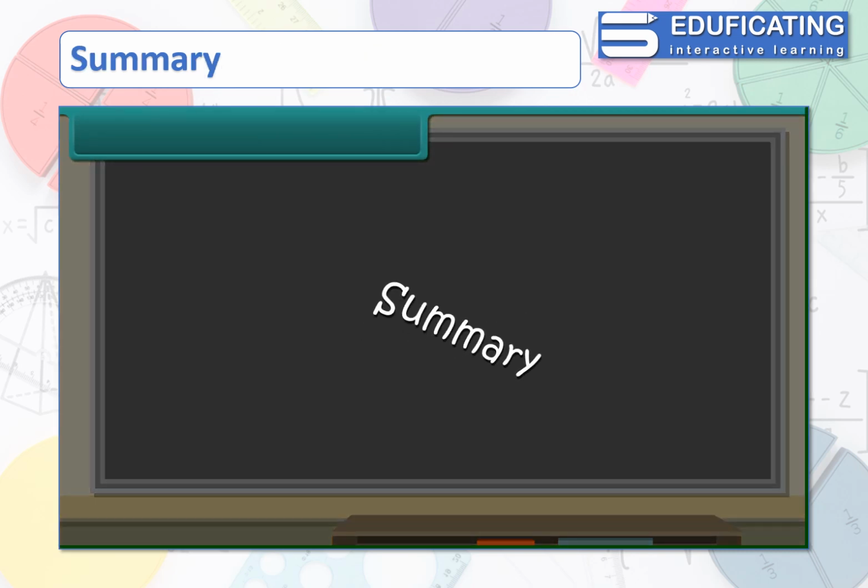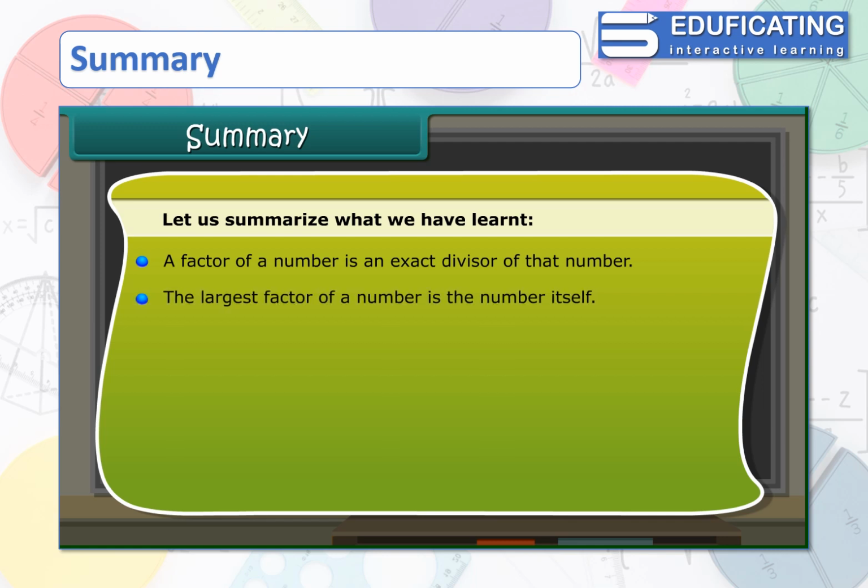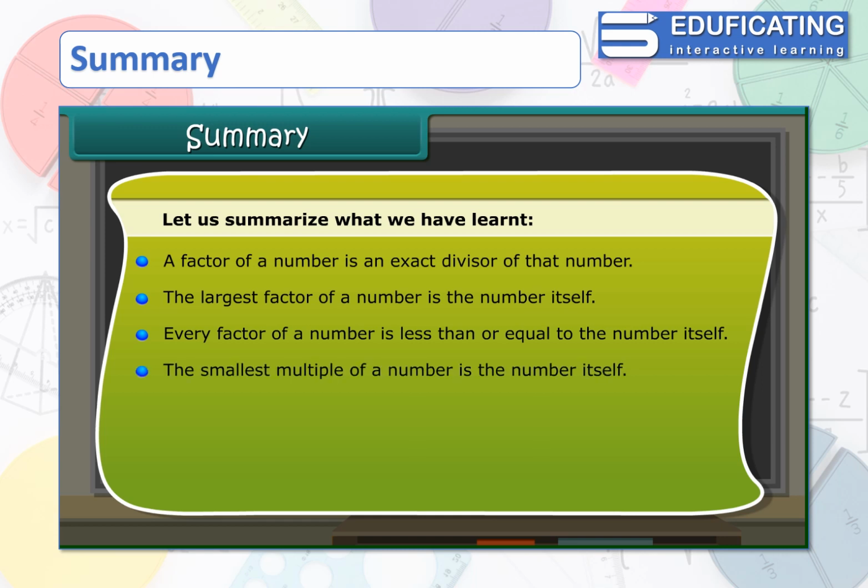Summary. Let us summarize what we have learned. A factor of a number is an exact divisor of that number. The largest factor of a number is the number itself. Every factor of a number is less than or equal to the number itself. The smallest multiple of a number is the number itself. Every multiple of a number is greater than or equal to that number.